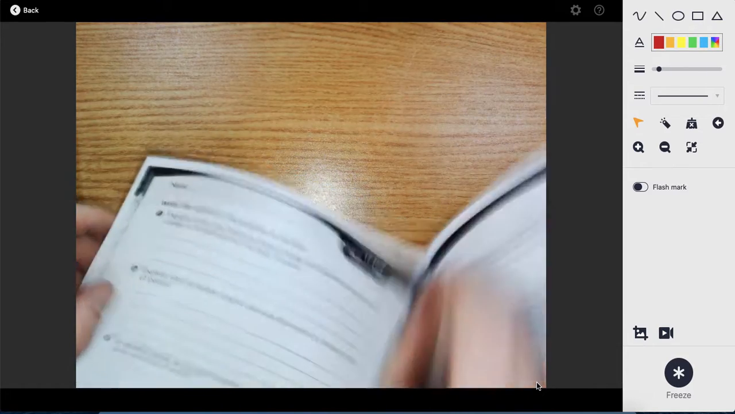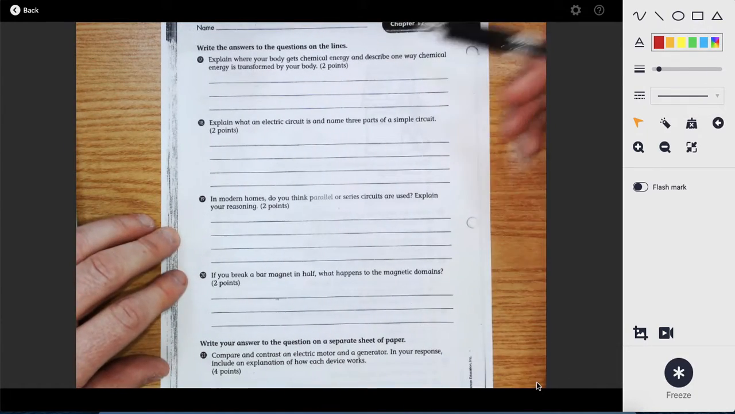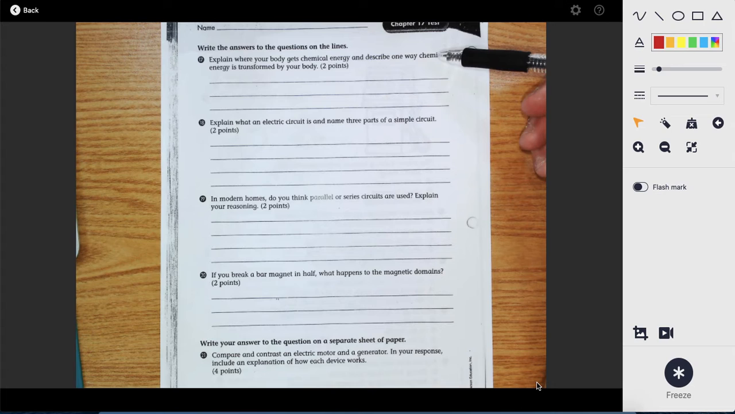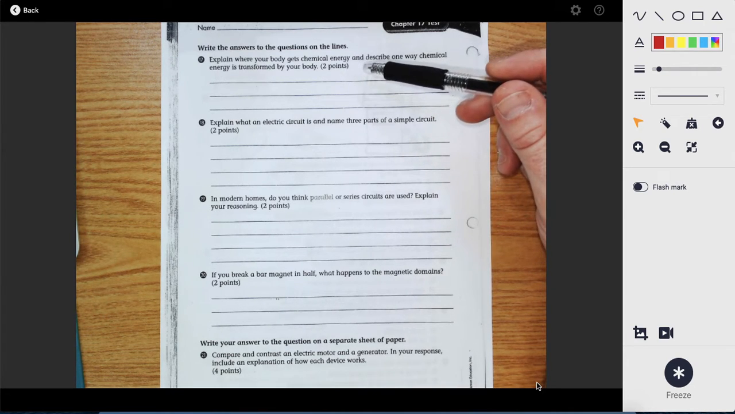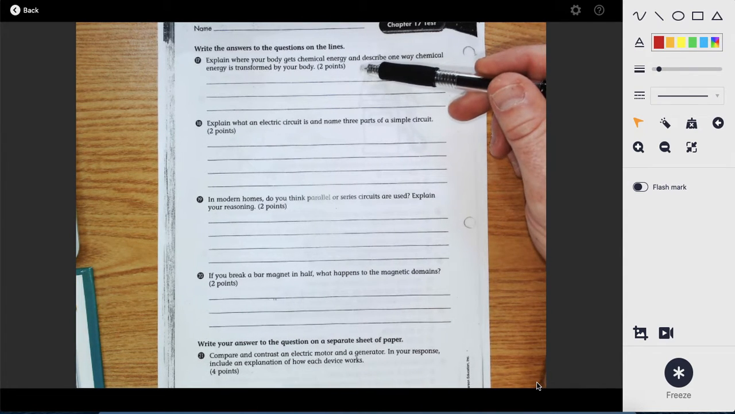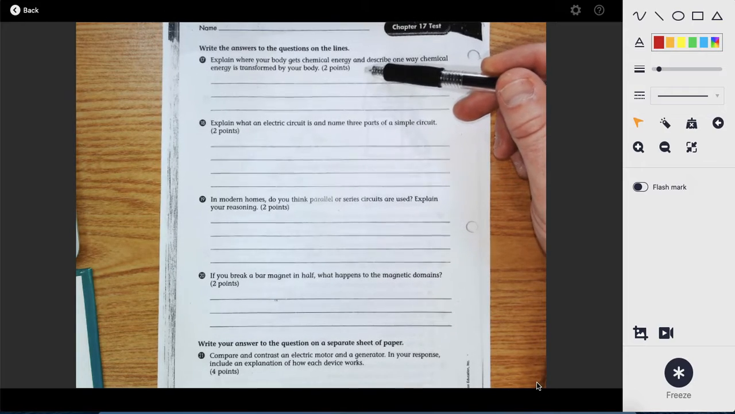The last thing I'll help you with is the backside. Explain where your body gets its energy, chemical energy from, and what we transform it into. I'll just give you the page numbers. That one is found on the top of page 480. So if you want to write your answers down, you could write down your answers on page 480.